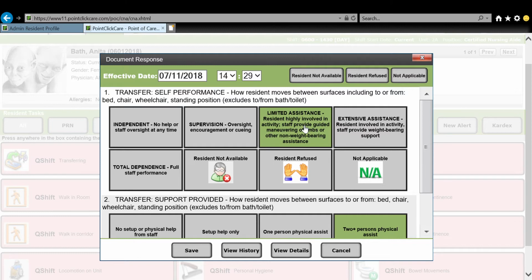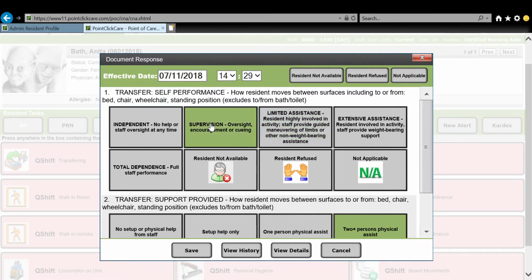You're only providing guided maneuvering of limbs. And this would be if Anita was getting out of bed and she had a heavy cast and you needed to guide it over so it didn't bump into anything, but you did not do any lifting or weight bearing.